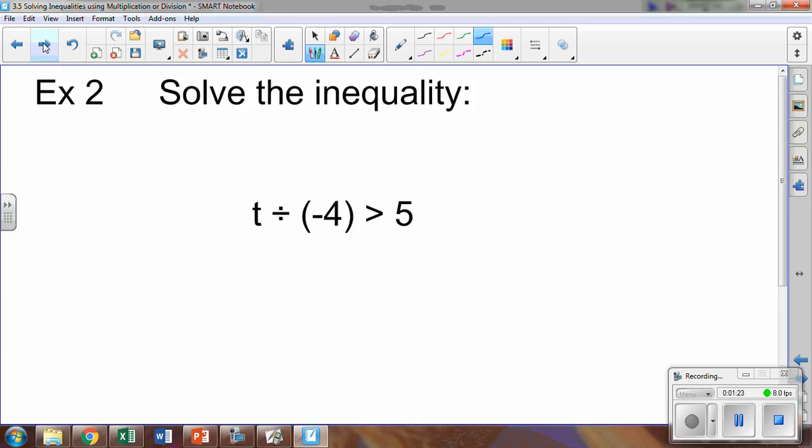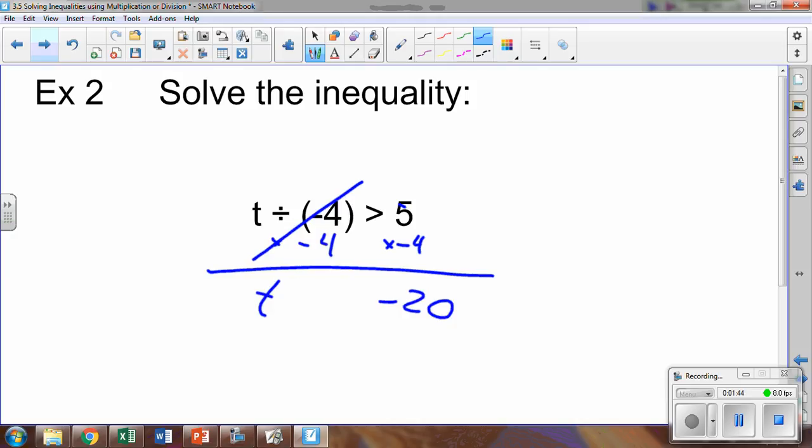Similarly, here we have a problem that's virtually identical. T divided by negative 4 is greater than positive 5. Just like before, if we want to undo dividing, we have to multiply. Just like before, they cancel. 5 times negative 4 would give us negative 20.